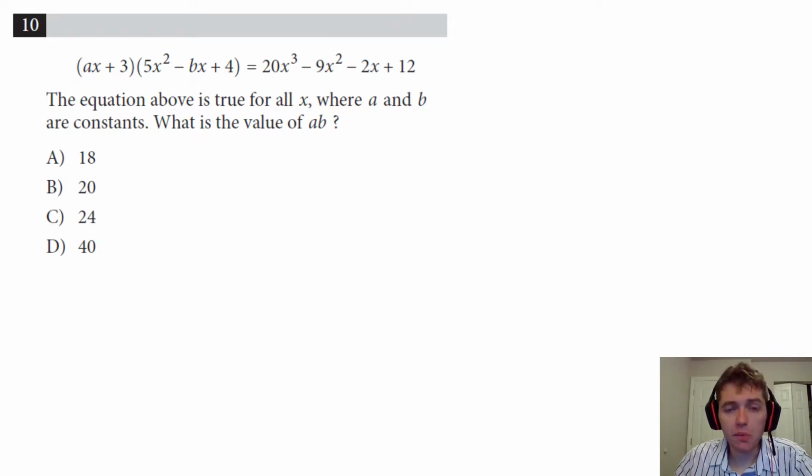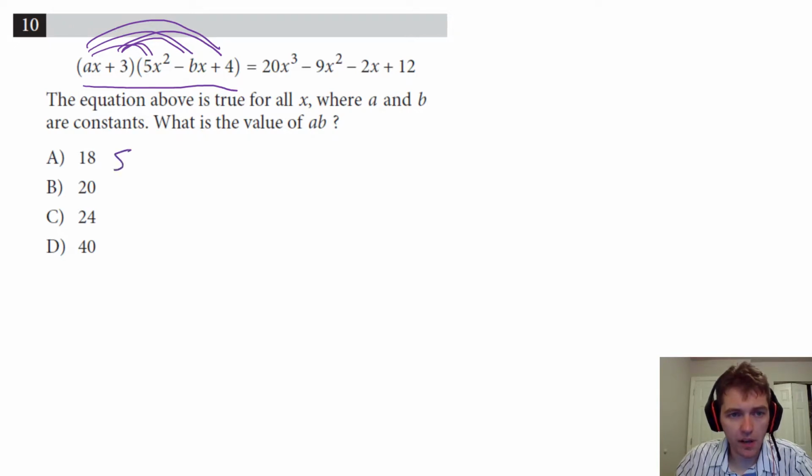Problem 10. The equation above is true for all x, where a and b are constants. What is the value of a times b? Quick look at the equation. You can see that the left-hand side can be simplified. You can do this by multiplying through your first term by everything in the second, and your second term by everything in the second parentheses. We'll go ahead and do that now.